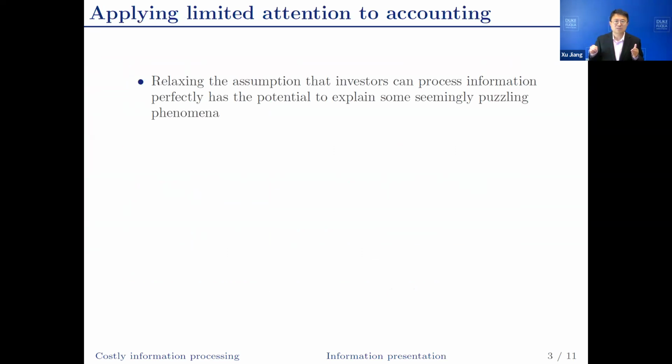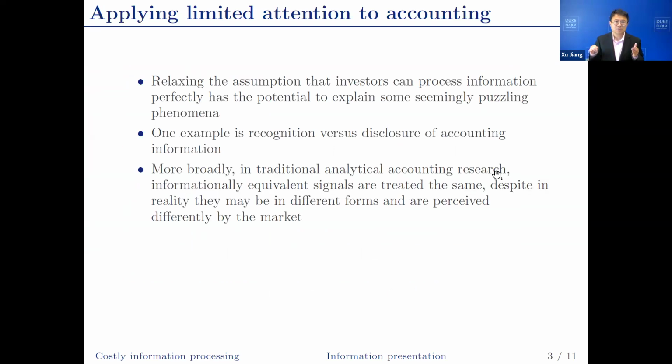Relaxing the assumption that investors can process information perfectly and instantaneously has the potential to explain empirical phenomena. One example, among others, is recognition versus disclosure of accounting information that we are going to discuss in the later parts of this lesson. More broadly, in traditional models of analytical accounting research, informationally equivalent signals are treated the same.